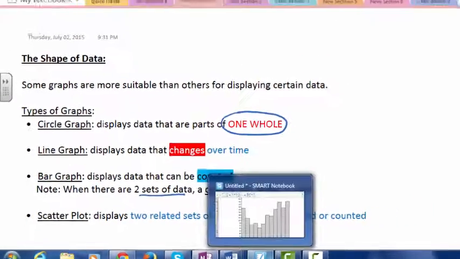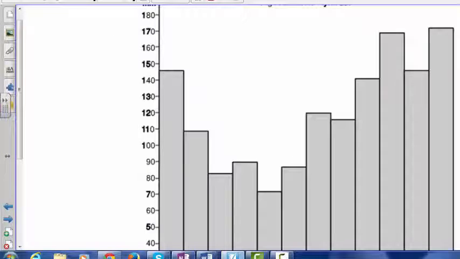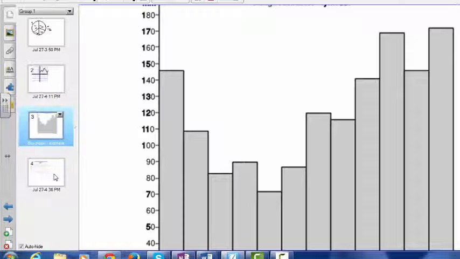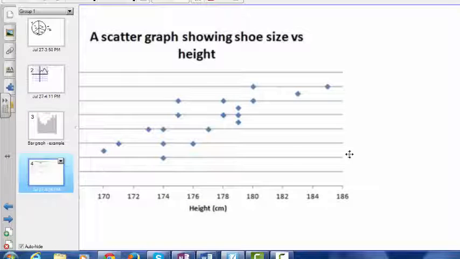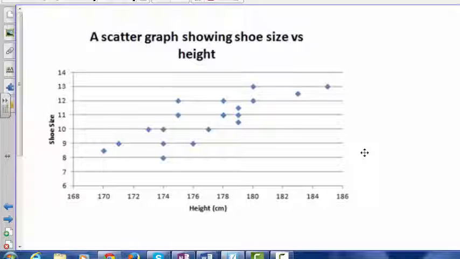So let's see a good example of a scatter graph. As you can see, a scatter graph showing shoe size depending on the height. So let's say someone has a height of 176, he will have a shoe size 9. This is an example. Let's see another one who has a height of 178, he has a different shoe size, and so on.